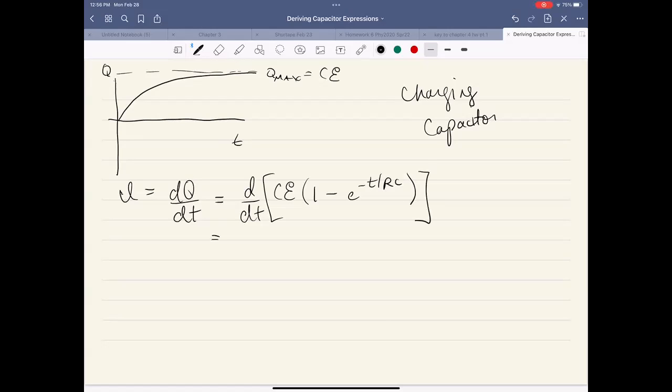Okay, so taking the time derivative of that, C times the EMF, that's the constant. So that C times the EMF goes to 0 when you take your derivative. And then you're taking the derivative of the second term in the expression, which is minus C times the EMF times e to the minus t over RC. So when I do that, I have minus C times the EMF over minus RC times e to the minus t over RC. So the C's cancel out, the minus signs cancel out, and I just have the EMF over R e to the minus t over RC. So, whoops, that's the current with respect to time. Okay, so if you think about what happens to the current, let's plot that.